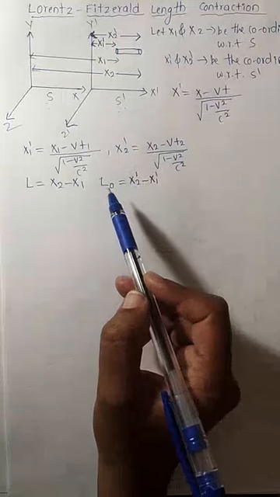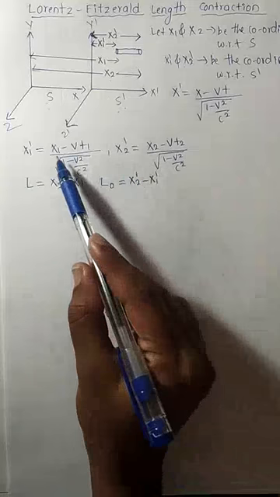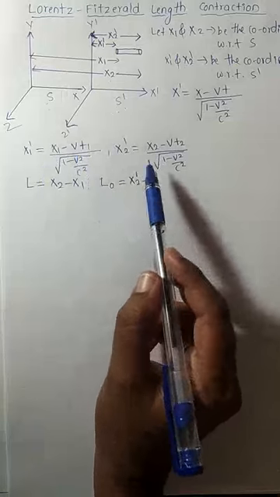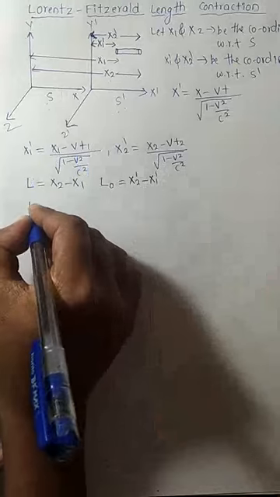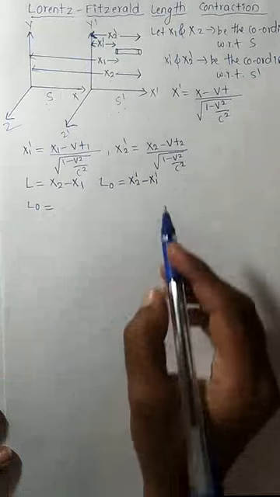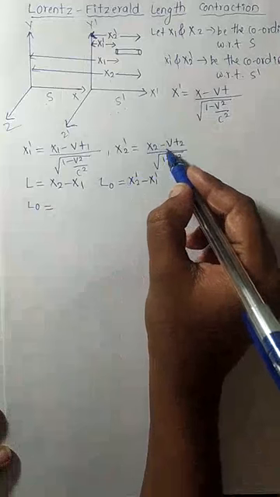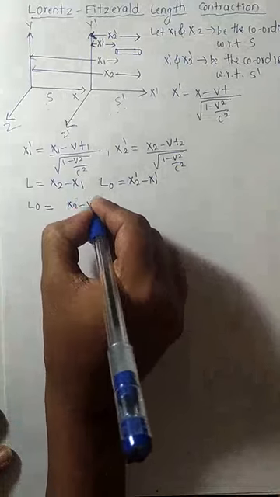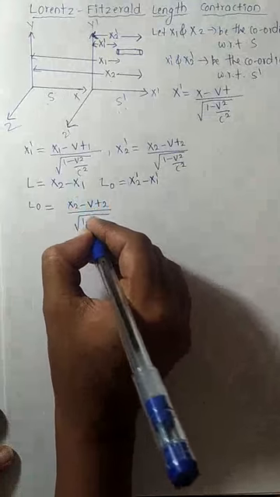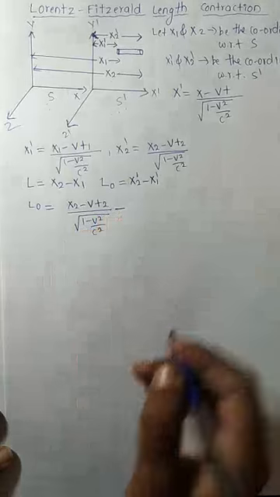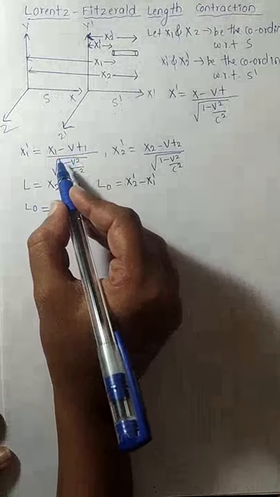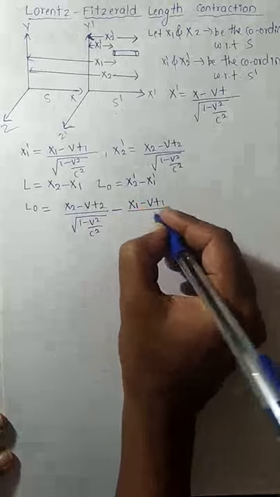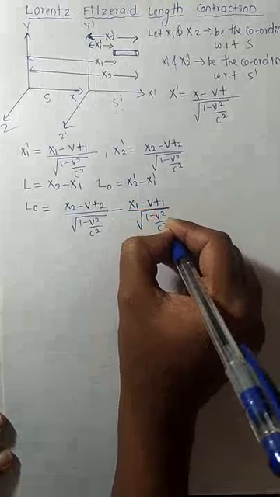So now as we have L0 is equal to x2 dash minus x1 dash, already we know these 2 values. The x2 dash value we know, and at the same time the x1 dash value we also know. So now I will substitute in the equation. So what I would get is L0 is equal to, what is the x2 dash value? That is x2 minus vt2 divided by square root of 1 minus v square by c square, minus what? x1 dash. So what is the x1 dash? This is the value of the x1 dash. That is minus x1 minus vt1 divided by square root of 1 minus v square by c square.